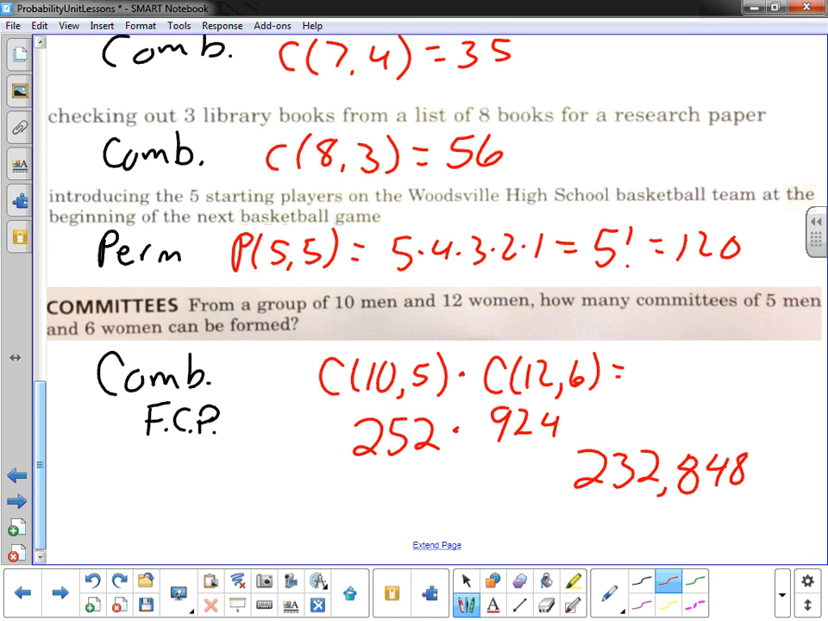Now, that's different than saying, well, how many 11 people groups can I get from these 22 people? See, that would be a different number. So, watch for those. Okay, the assignment. I got a worksheet for you. Work through the worksheet, and I think you're ready to go.